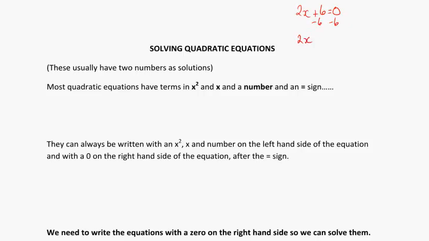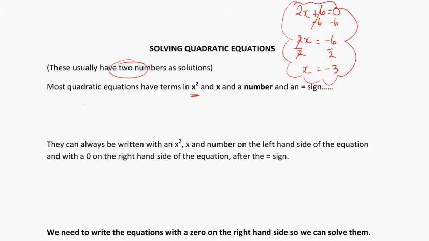So you get 2x equals negative 6. Divide both sides by 2, so you're left with x equals negative 3. Now you'll have to use that skill when you're solving quadratic equations as well. Now a quadratic equation is an equation in x squared, and most often has two numbers as solutions. So it has an x squared, an x, and a number.